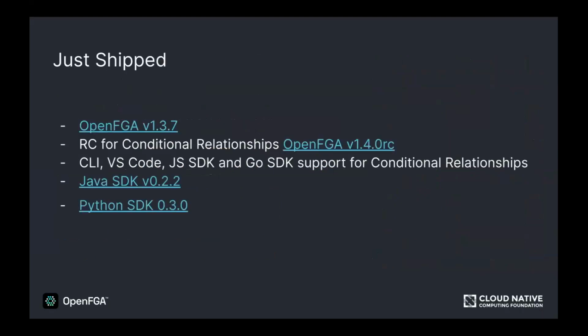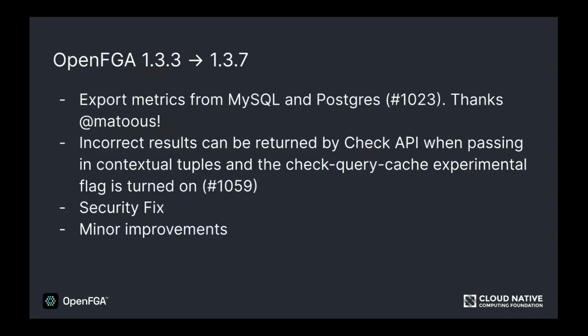So, things we shipped in the last month. We shipped a new version of OpenFGA with small fixes. I want to go over them, and a release candidate of our support for conditional relationships that I will be demoing today. Also our CLI, VS Code, and SDKs are starting to support that new feature, and we also shipped new versions of the Java SDK and Python SDK.